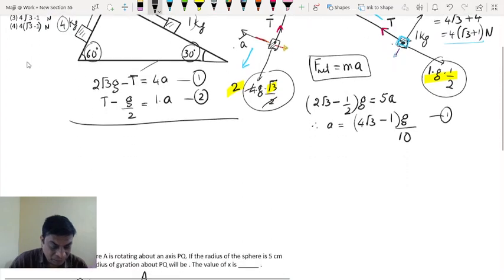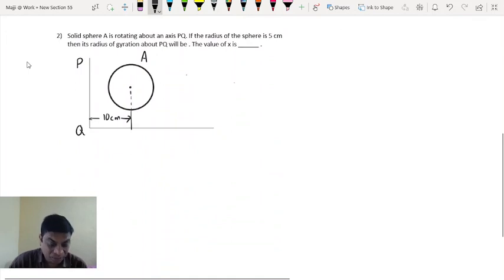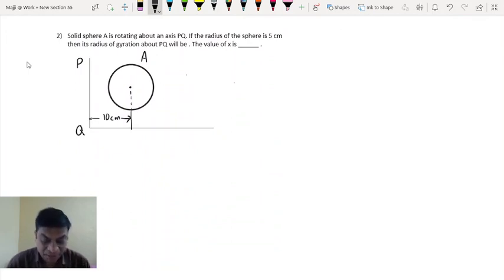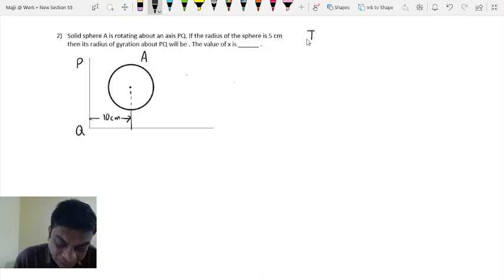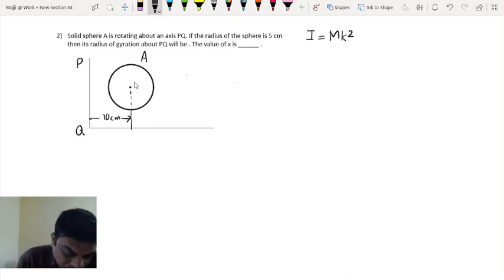Okay. Let us move to the next question. The next question is, solid sphere A is rotating about an axis PQ. If the radius of the sphere is 5 cm, then find its radius of gyration. Now students, you know how to calculate radius of gyration, isn't it? If you denote it by k, then always m k square will be equal to I in any situation, where m is the mass of the system. Here, since it is rotating about PQ, PQ is the axis. So about this axis, we have to find the moment of inertia.